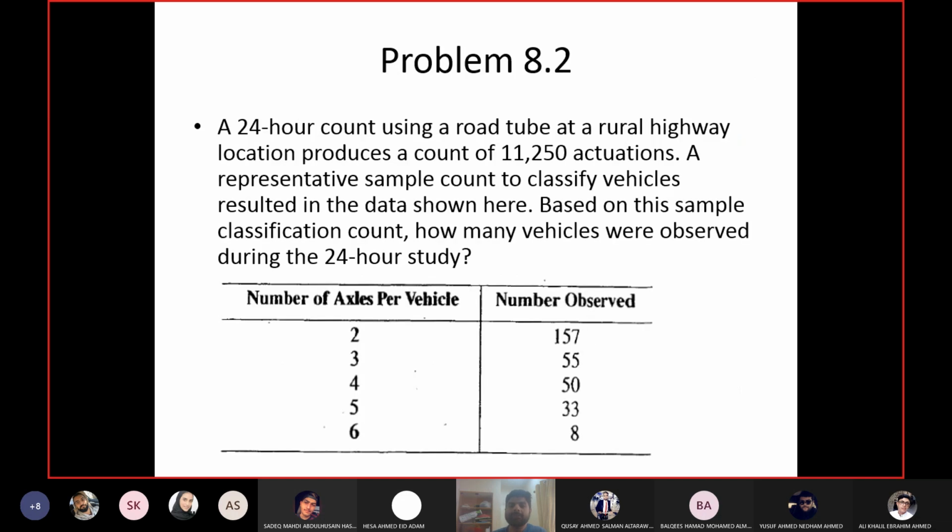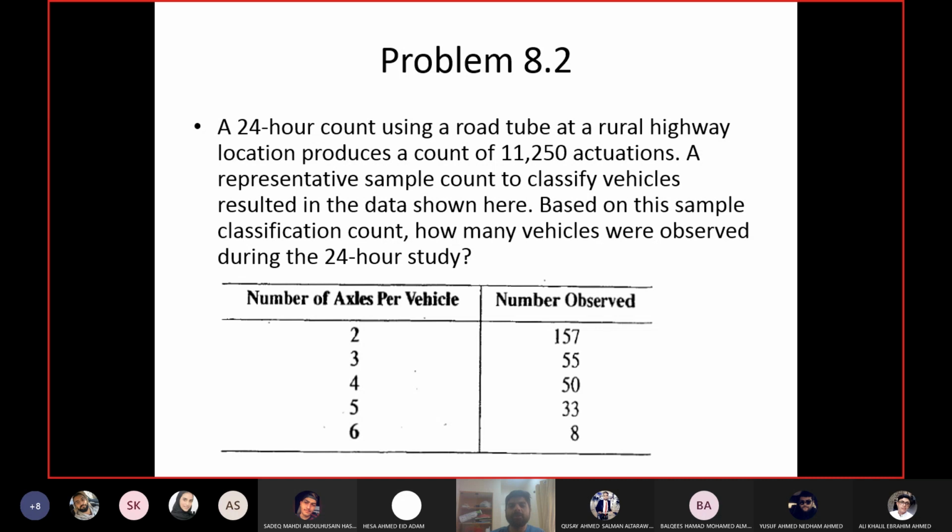Let us look at the most common application of the road tube data, which is to find out the volume. A 24-hour count was done using a road tube at a rural highway, and in this count we had 11,250 actuations. Actuations means the number of times the tube was crossed. So one actuation means one time the tube recorded the data. Actuation means recording the data. So the tube recorded the data 11,250 times.